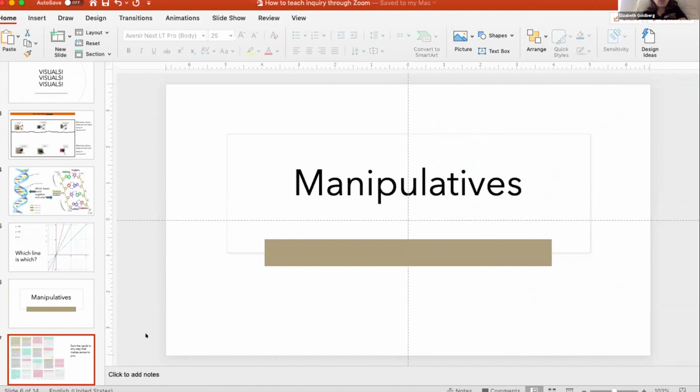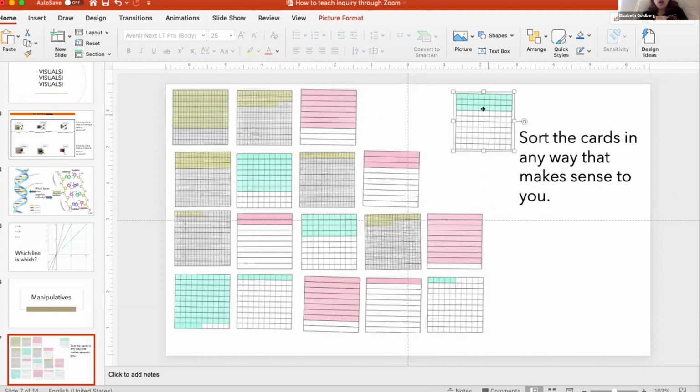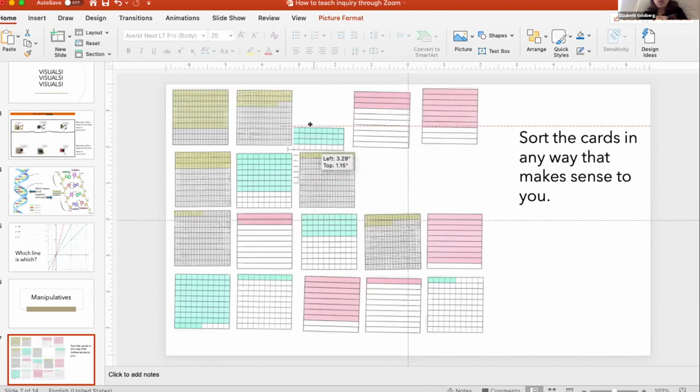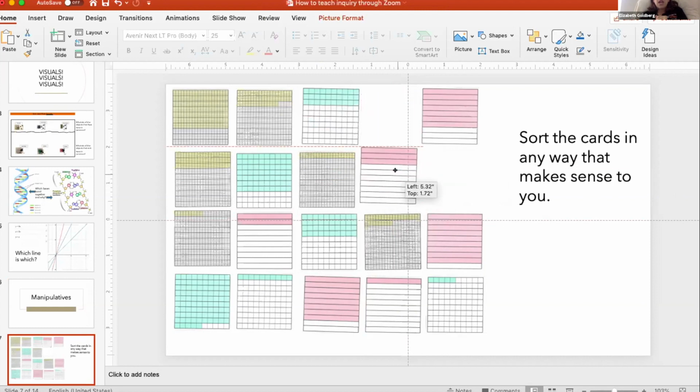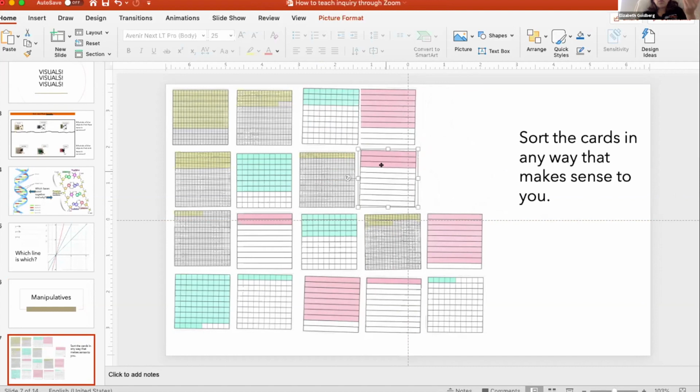This is a manipulative that I would normally use with my students, where I would physically hand them these cards. But I can't physically hand you these cards, so I made some screenshots of them, and you can move them around. If you have the PowerPoint, you can shift them wherever you like. What I want you to do is sort the cards in any way that makes sense to you. It doesn't matter how you sort them, just sort them in some way.